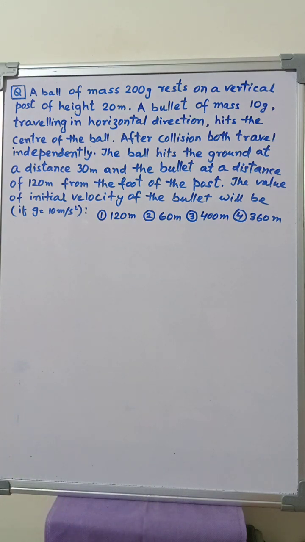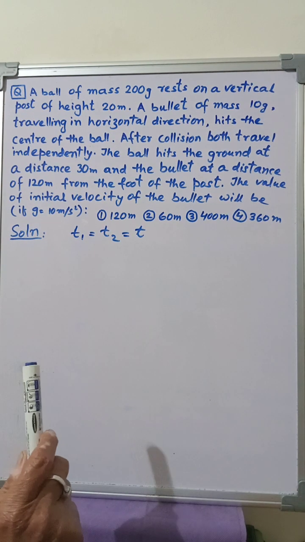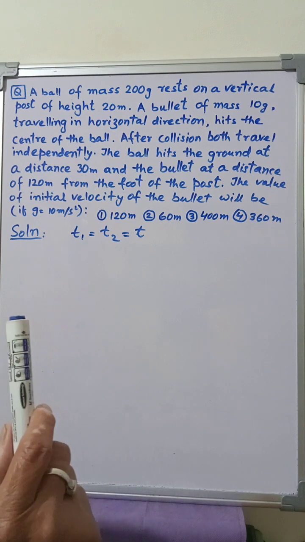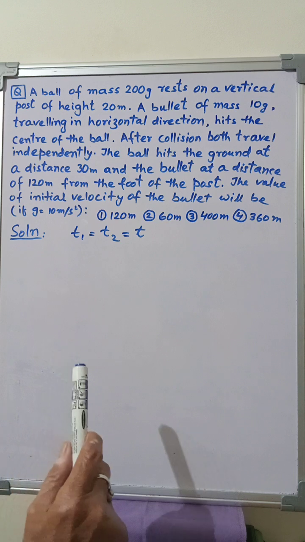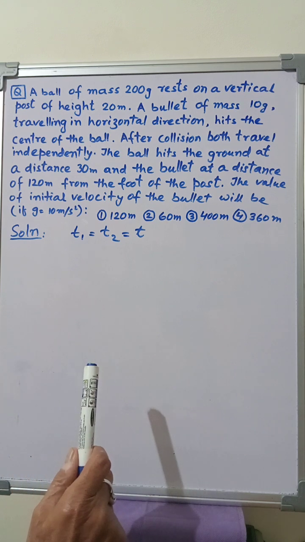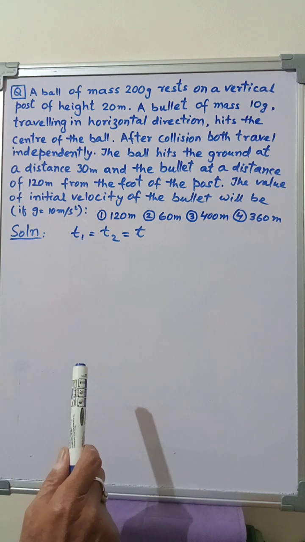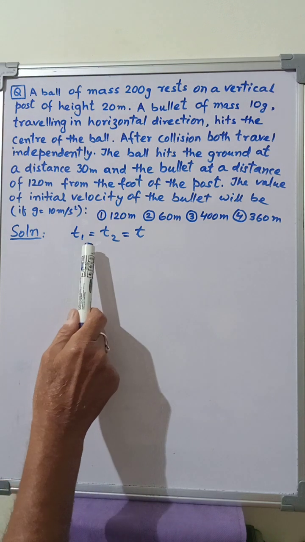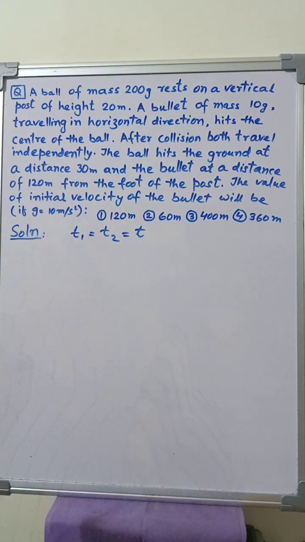The options are given in the question. We are required to find the correct option. Now for the solution. Now let us consider the projectile motion first. The time to reach the ground will be the same for both the ball and the bullet. Therefore, we can write T1 is equal to T2 is equal to T, say.